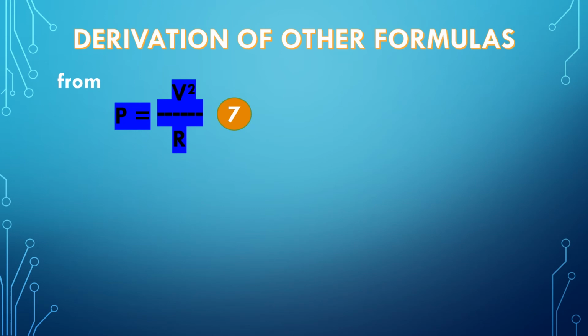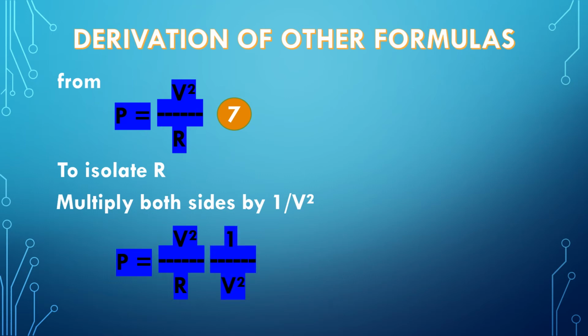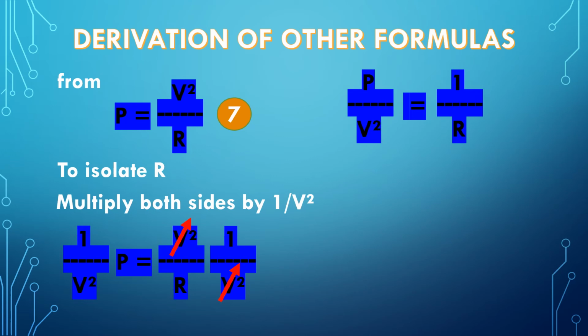Also from formula number 7, we want to isolate R because we want to solve for R, which is resistance. We just multiply it by 1 over V squared. So this is the formula. We multiply it by 1 over V squared in the right side and 1 over V squared in the left side. So we cancel this V squared. What remains is P over V squared is equals to 1 over R.